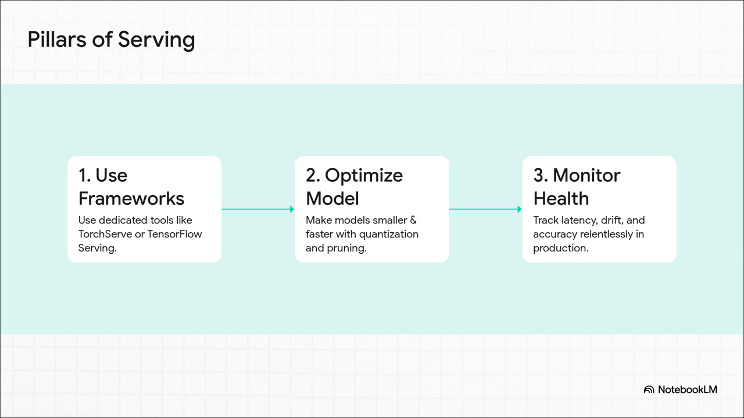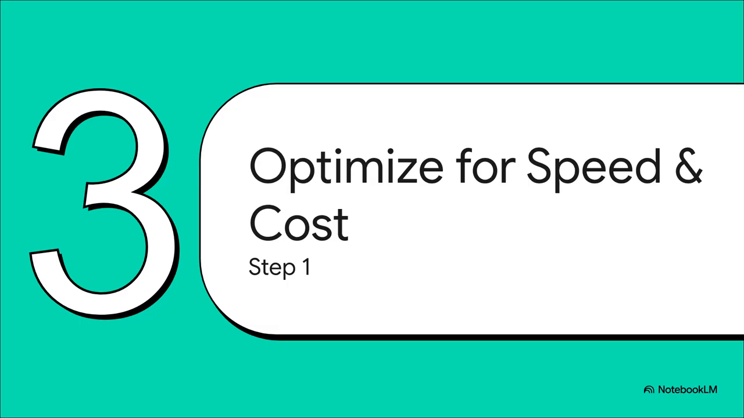First, don't reinvent the wheel. Use a dedicated framework. Second, you have to optimize your model for a production environment. And third, once it's out there, you have to monitor it like a hawk. All right, let's start with optimization. Because here's the thing, the model that works great in your notebook is almost never the one you should actually deploy. We've got to make it smaller, faster, and way cheaper to run.